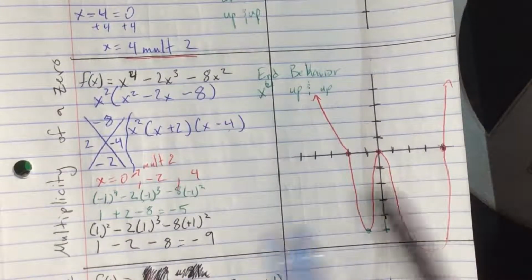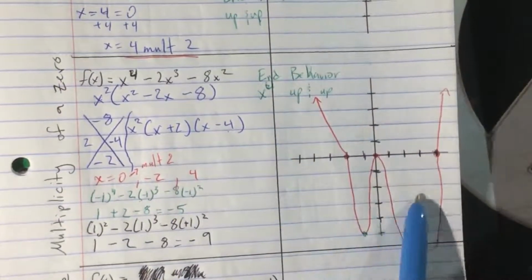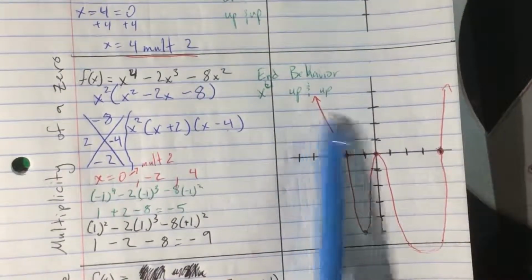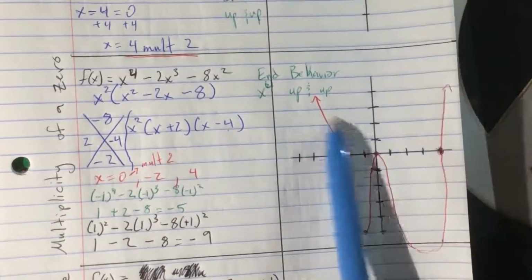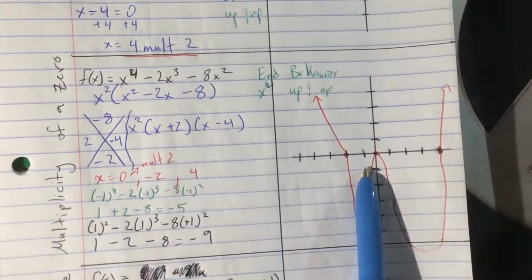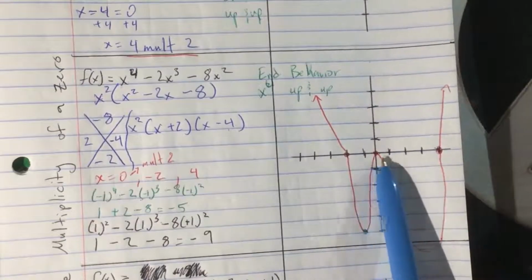Once again, you can also plug this into the calculator, and this will give you a much better idea of what it actually looks like. But it should technically look similar to this because we are starting up and finishing up, as our end behavior goes. And we're doing our multiplicity 2 where we're just touching the point and coming back down. Or you can say it just kisses the point and comes back down.